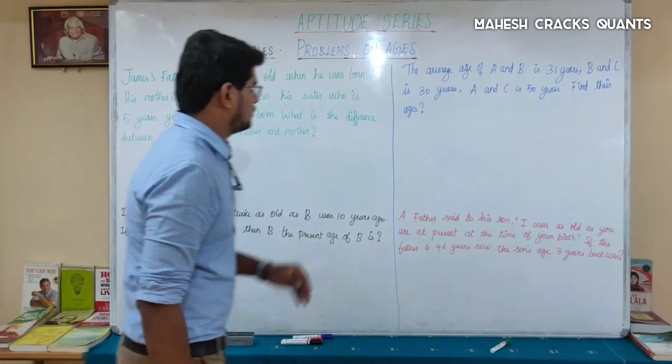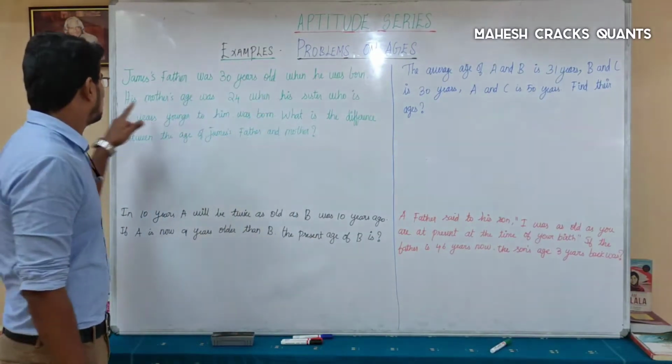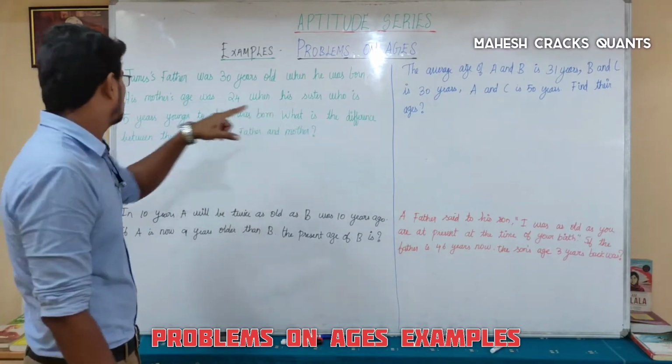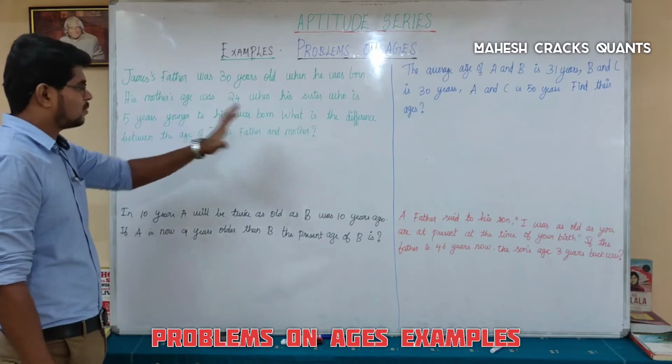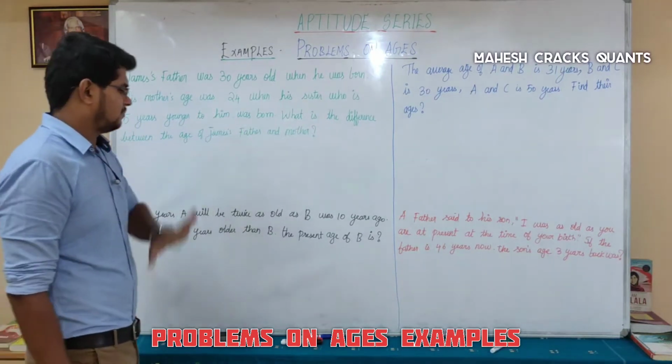Let's get started. The first question is, James' father was 30 years old when he was born. His mother's age was 24 when his sister, who is 5 years younger to him, was born. What is the difference between the age of James' father and mother?